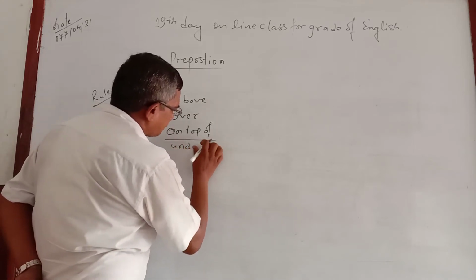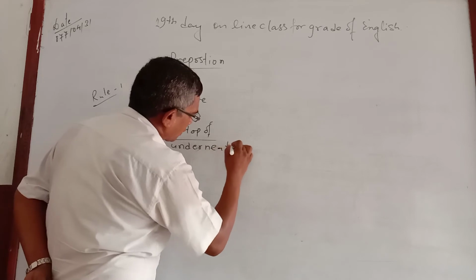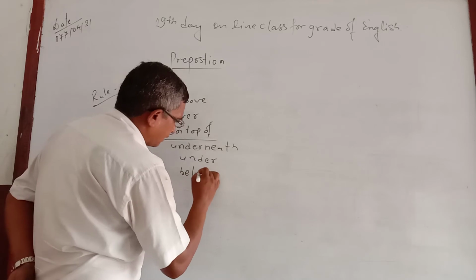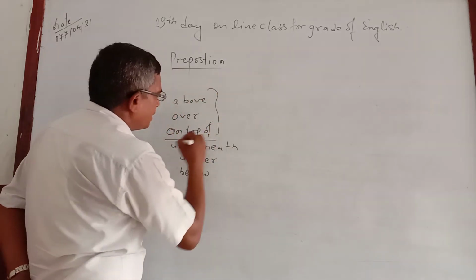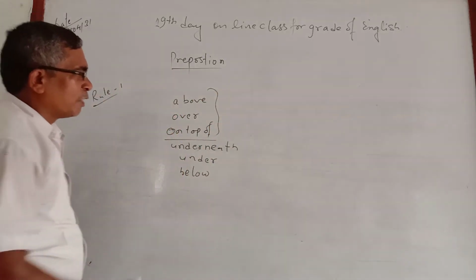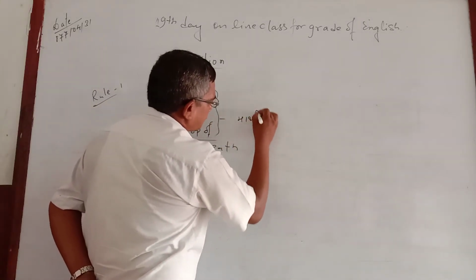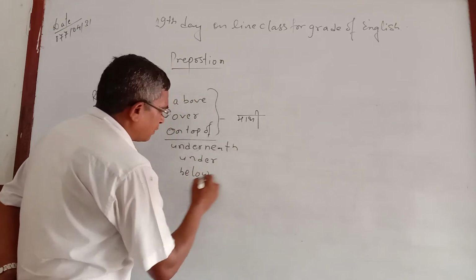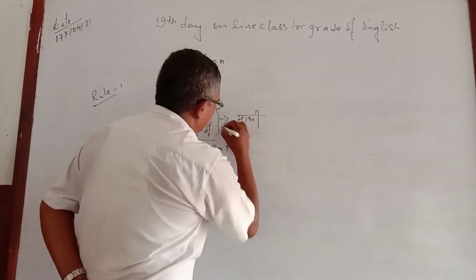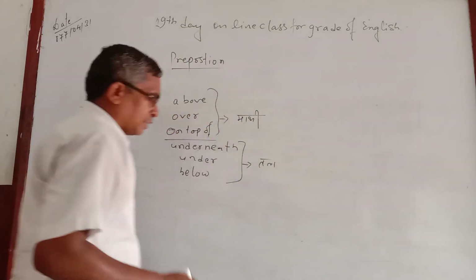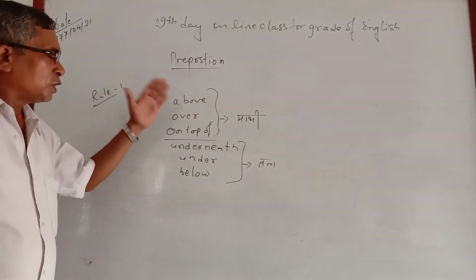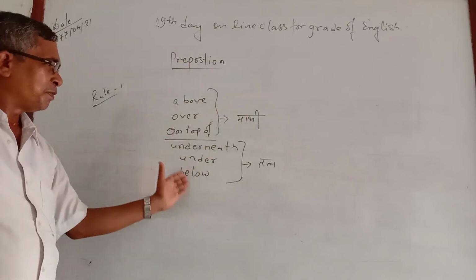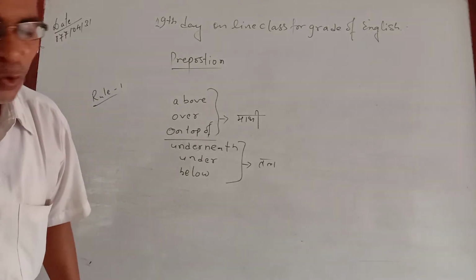Similarly, underneath, under, below. So the meaning of above, over and on top of is mathi. Similarly, underneath, under, below. The meaning of these three prepositions is tala. Though the meaning of above, over, on top of is mathi, and similarly underneath, under, below is tala, the location is different.